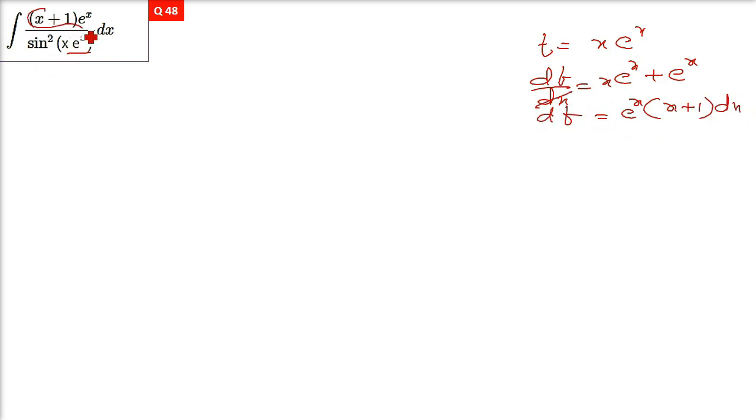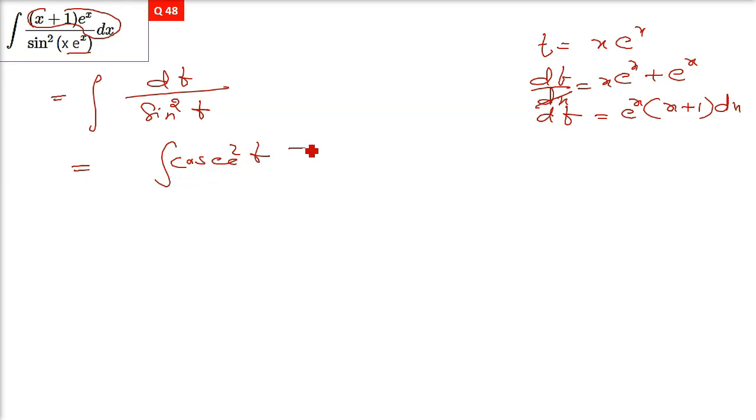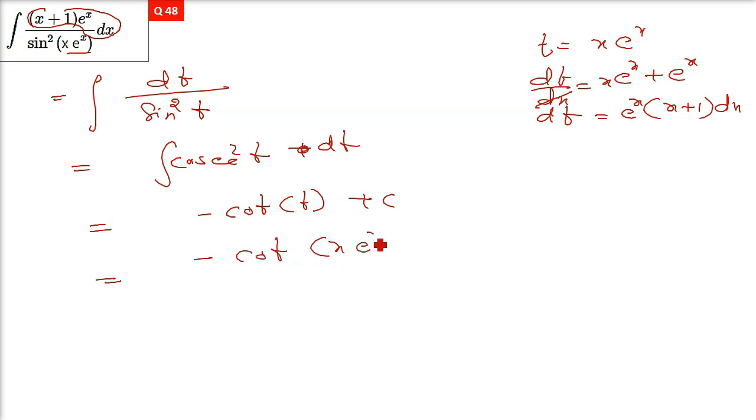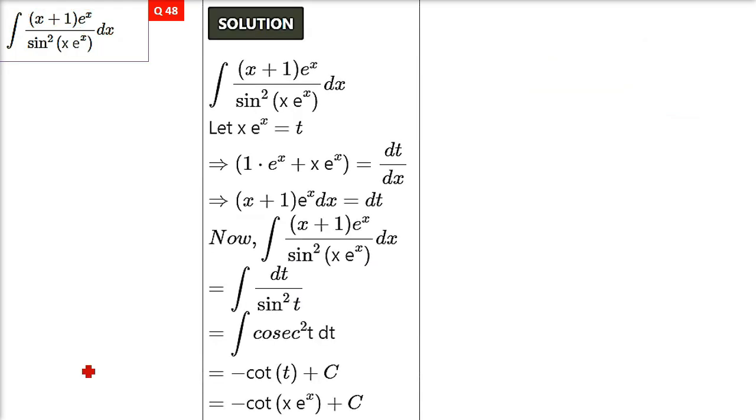So this whole numerator we got, numerator is dt and denominator is sine square t. And a good thing is that sine square t, when it goes to the numerator, will be cosec square t. And this cosec square t is going to give you the direct result minus cot t plus constant of integration. T was x into e raise x. So minus cot of x e raise x plus constant of integration. So this is the result. Those who have already done the previous question can just go ahead, because this is the way they already know to solve this question.